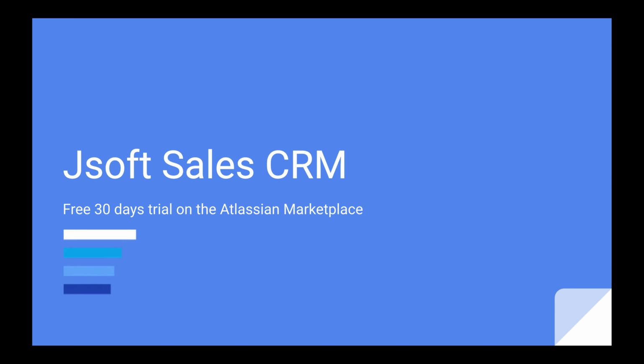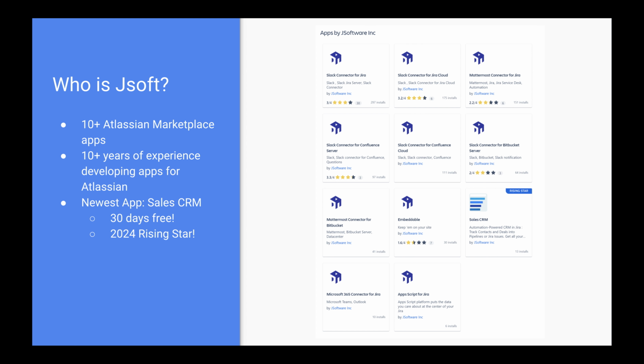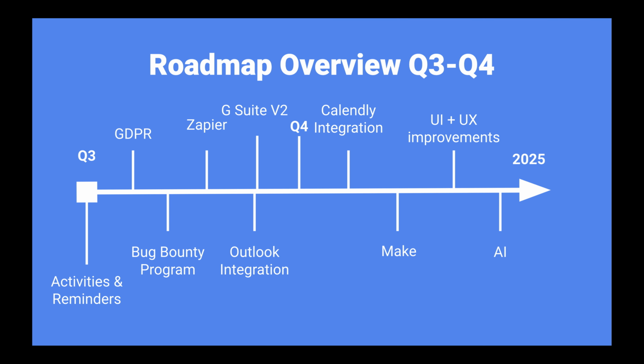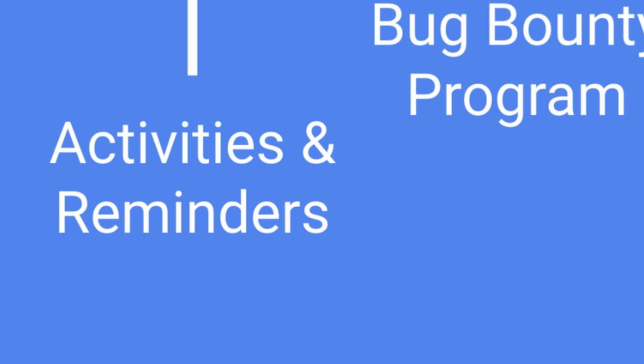In this series, the goal is to showcase our update for Sales CRM, our automation-powered CRM for Jira. If you're not too familiar with us, JSoft is an Atlassian marketplace vendor with more than 10 apps published on the Atlassian marketplace, with our latest app being Sales CRM, and that is also going to be the focus of our devlogs. If you've seen our latest roadmap update, you will have noticed that one of the items to be released is this one, activities and reminders.